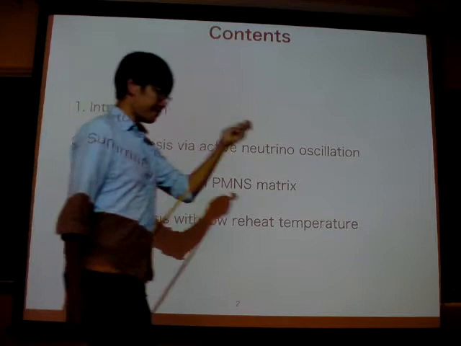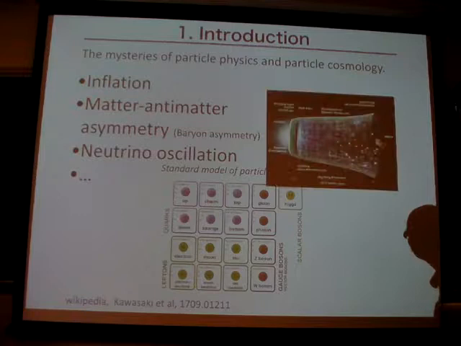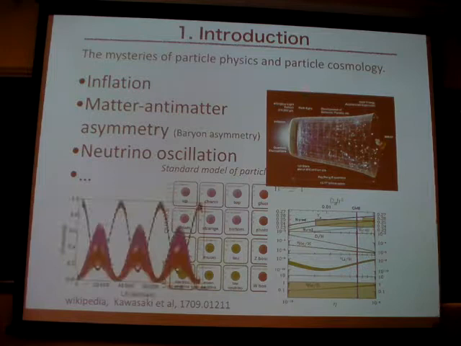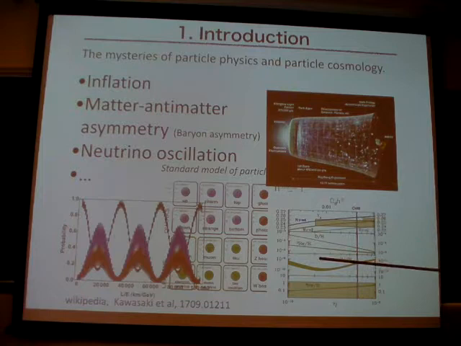So, introduction. The standard model of particle theory is very successful. All of the particle contents have been discovered, and the predictions are consistent with a huge number of experimental results. So it's great. However, there are still a few phenomena that cannot be explained within the standard model. For example, inflation at the beginning of the universe, matter-antimatter asymmetry existing before the Big Bang nucleosynthesis epoch, and the neutrino oscillation observed today. These phenomena correspond to clear new physics beyond the standard model, and should be added to the standard model in some way.